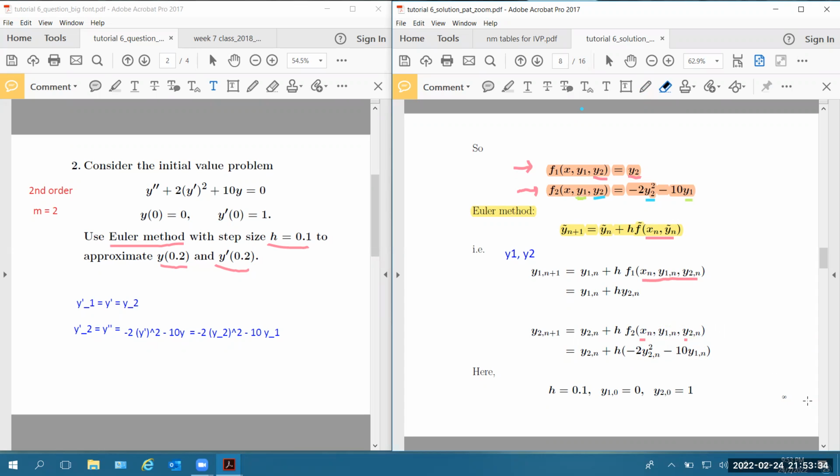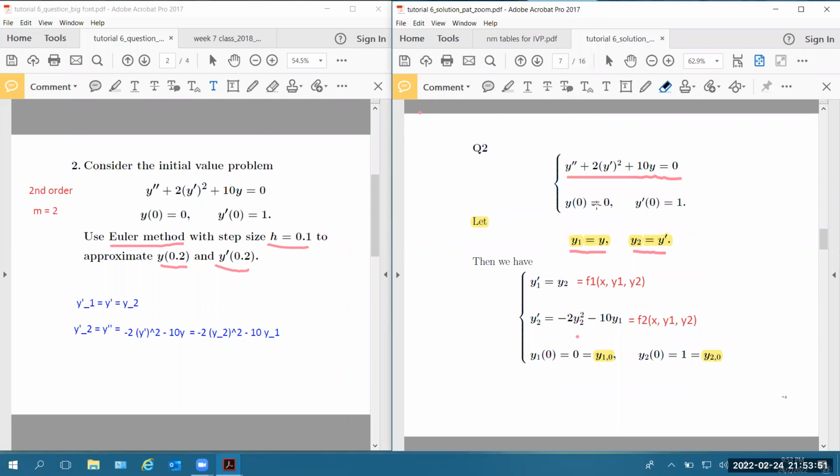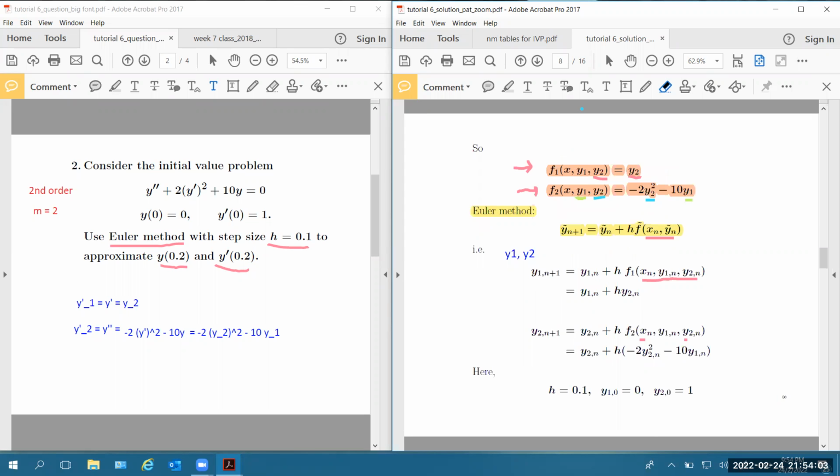So that means we don't deal with y now. We deal with y1, y2. So basically, I have y1. We just change to y1n and y2 to y2n. Actually, our y1 now is the previous y, and our y2 is the previous y prime.